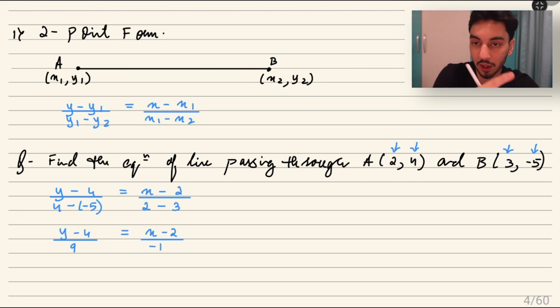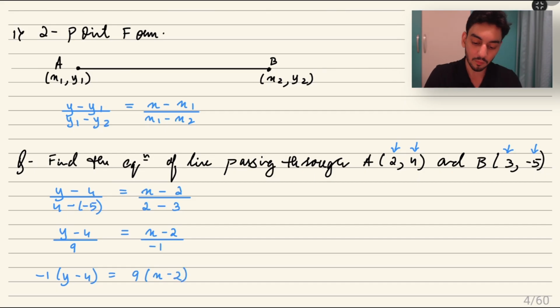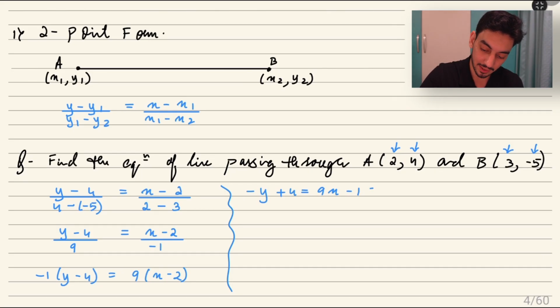The negative 1 goes to the other side, the 9 goes to the other side, and it becomes negative 1 times y minus 4 is equal to 9 times x minus 2. Okay, now this negative 1 goes inside of the bracket and it becomes negative y plus 4 is equal to 9x minus 18.